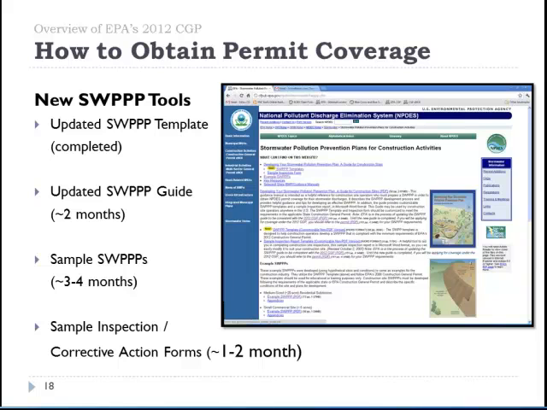And in the next month or two, we'll be putting out sample inspection and corrective action reporting forms. So hopefully that will be useful. And with respect to the inspection and corrective action reporting forms, if you know of any out there that you've developed yourself or that you're aware of that you think work well in the field, we'd be interested in seeing them. So I'd encourage you to email us copies at the CGP email box, which is cgp@epa.gov.